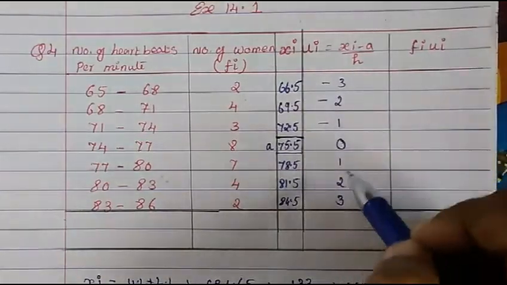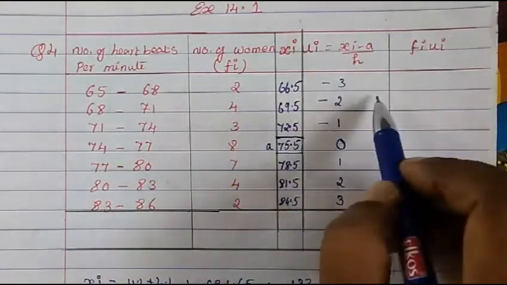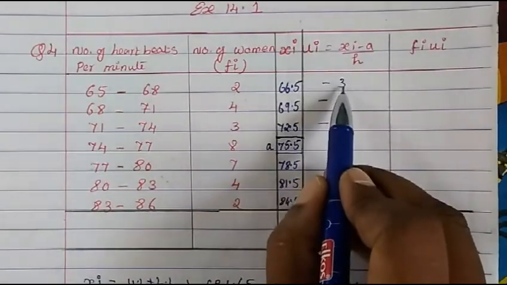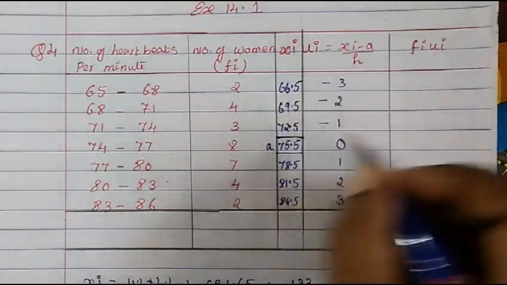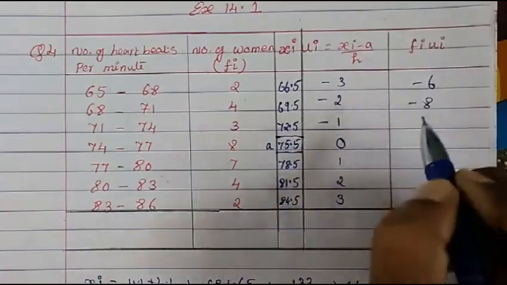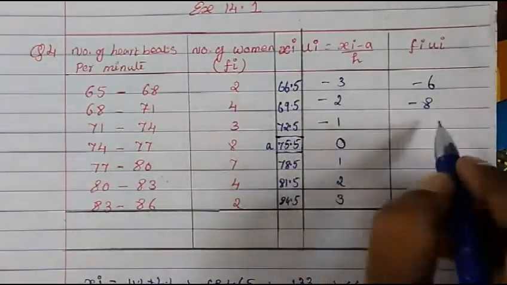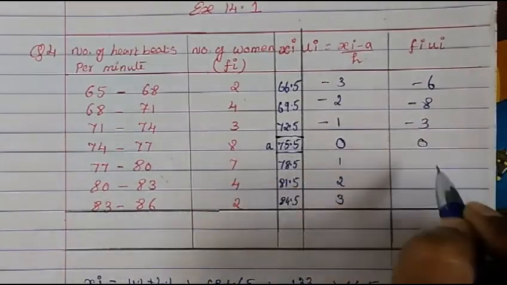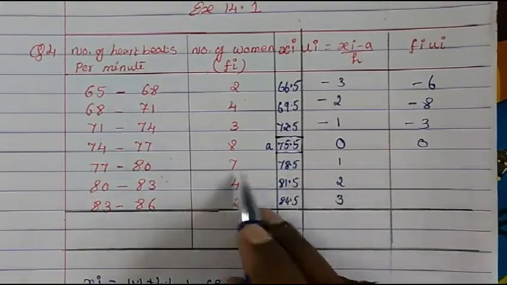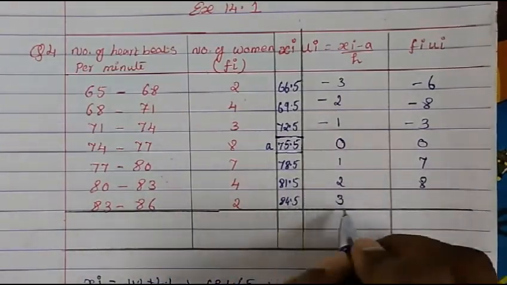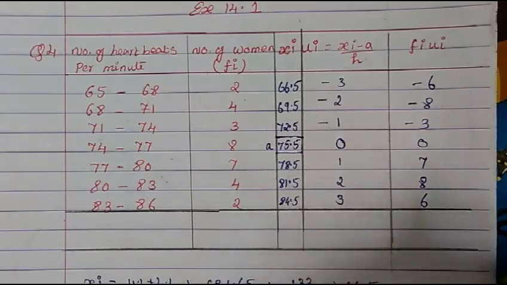Now fi and ui. That's why I am going for the step deviation method. It's very easy. So now fi is 2 and ui is minus 3, so you calculate minus 6. Then 8 minus, because minus is there, 3 minus. Then when you multiply with 0, anything, it is 0. 7 ones are 7, 4 twos are 8, 2 threes are 6.